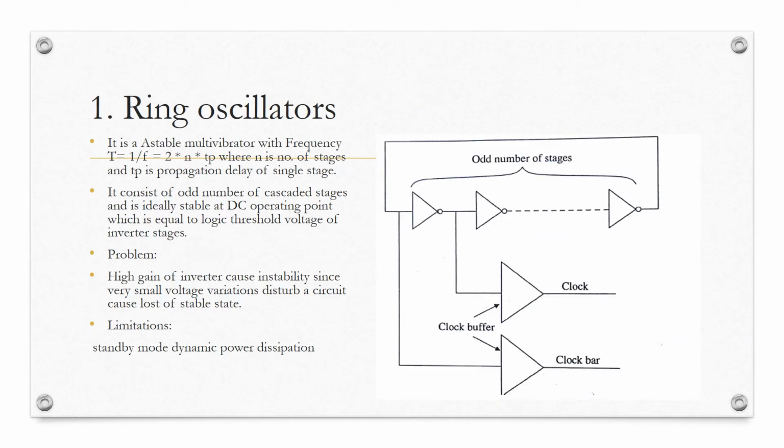The ring oscillator is shown in the figure. You can have a number of inverters, an odd number of inverters, connected in a chain, and we can have clock and clock bar as output. The problem is that it is badly affected by power supply, temperature and process variation. So stability is an issue, and stability will be affected by power supply and temperature variations. That is why we should search for another oscillator which may be stable.